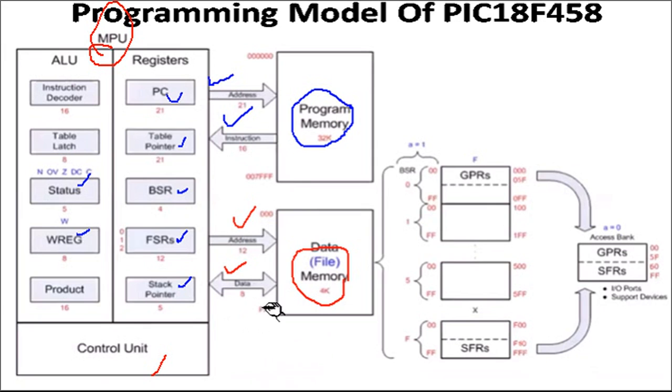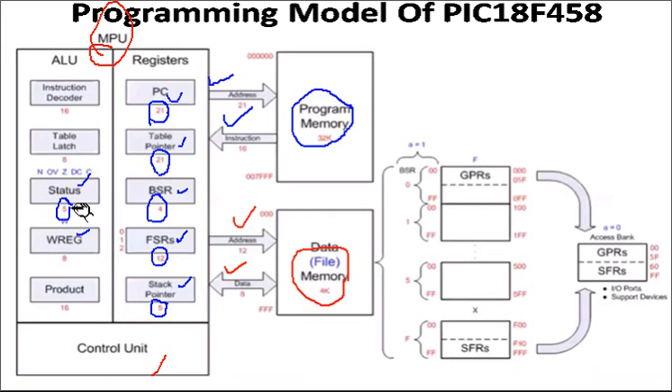We can see certain numbers written over here. Can you see these numbers? PC is 21 bit, table pointer 21 bit, BSR is 4 bit, FSR 12 bit, stack pointer 5 bit, then the status register of 5 bits. These numbers are just for simplicity so that you can understand it very easily. These numbers indicate the number of bits the particular block is going to hold.